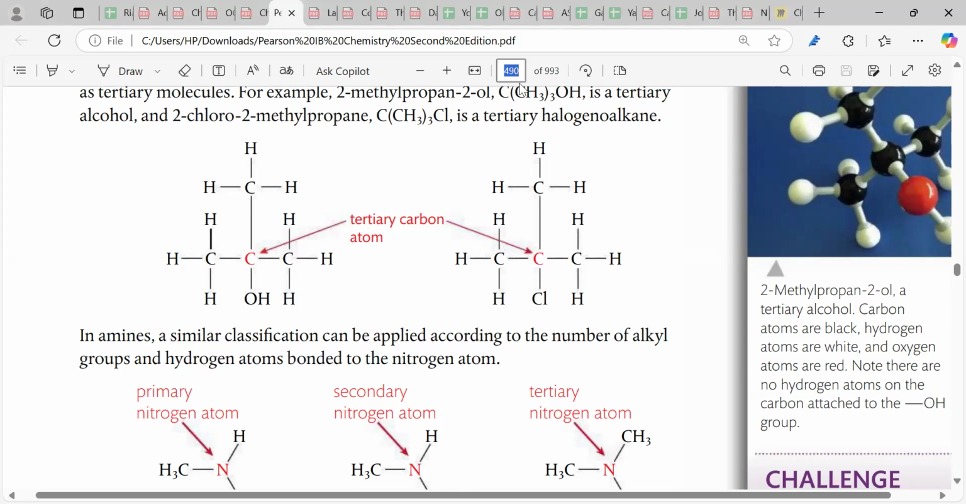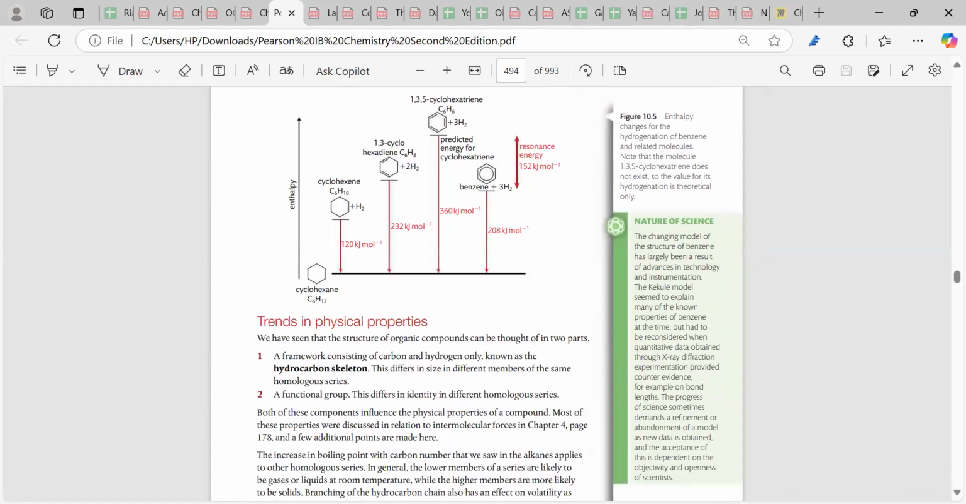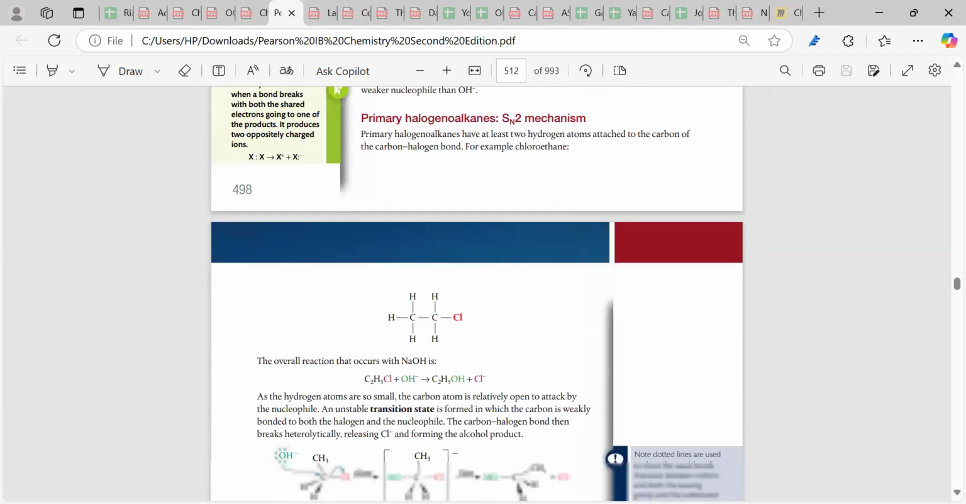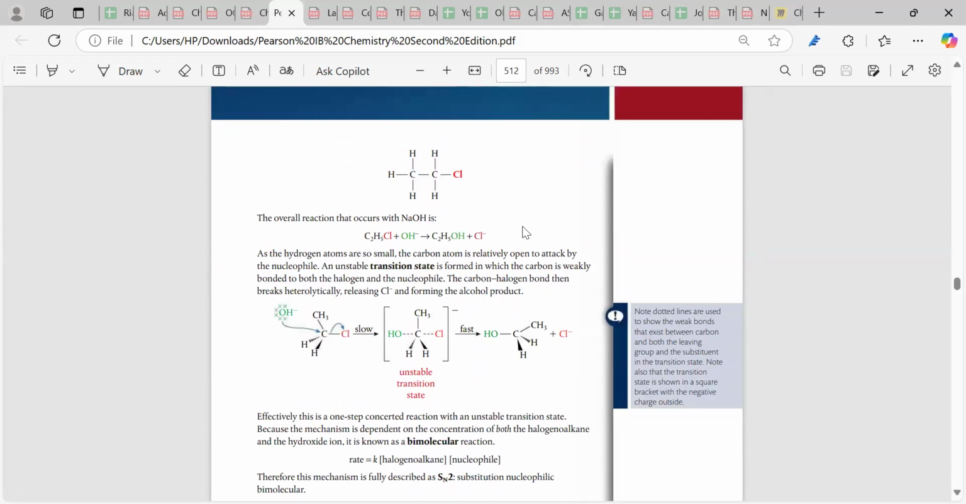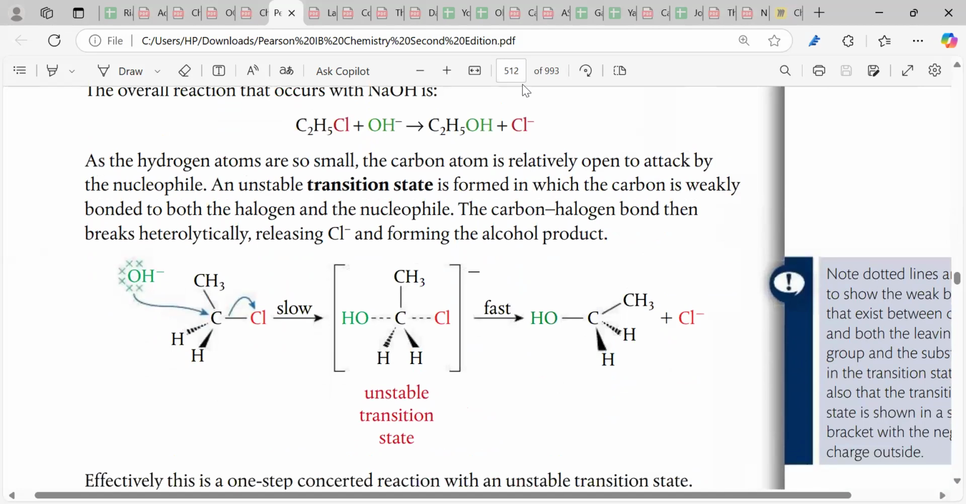Now come to the next part. When we utter the word nucleophilic substitution, it will be undergoing whether the carbon is primary, secondary, or tertiary. Now write down this. In a primary carbon or in a secondary carbon, what happens? The OH group will be attacking from the backside of the molecule. Is it clear? Fine. Why? You might be understanding why.